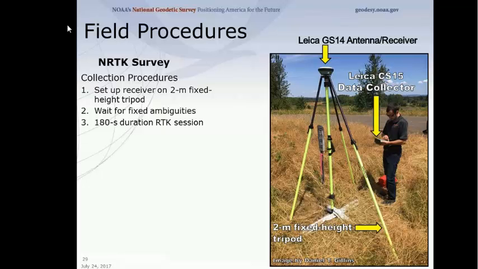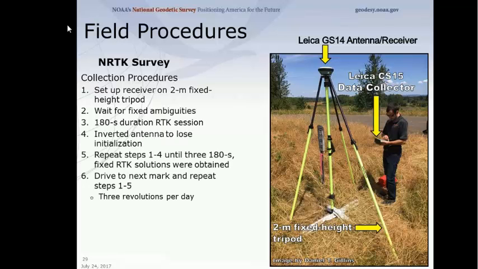I deployed 3 crews. They went out and simply set up on a mark with their 2-meter fixed height tripod, connected to the RTN, waited for it to initialize, and then took a 180-second shot. Then they inverted the antenna and made it lose initialization, reset it, and took another 3-minute shot, and repeated that. Then they would pack up their equipment and drive to the next mark.